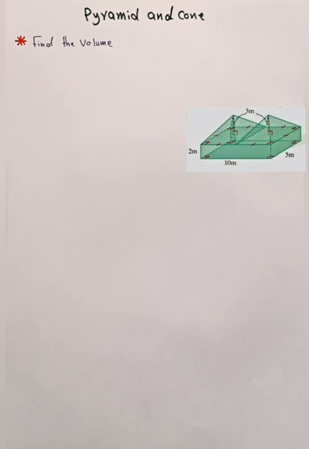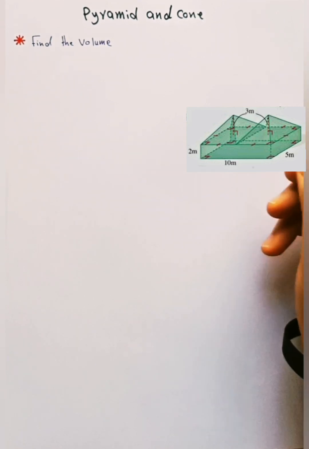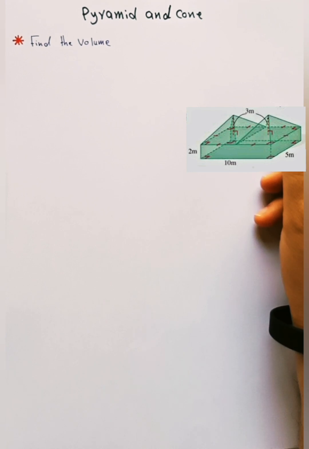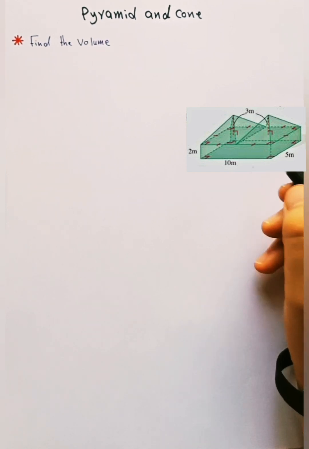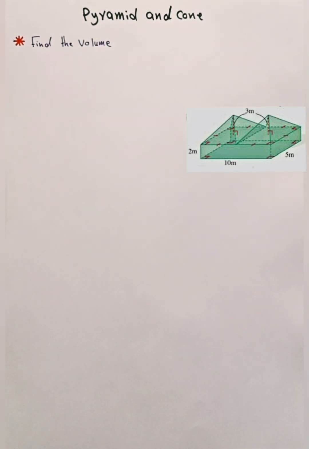After that, you have this composite figure. You have to find the volume. So we have two pyramids. This is the first pyramid and this is the second pyramid. And then we have the rectangular prism for the base. So you have three different shapes. You have to find the volume for each.